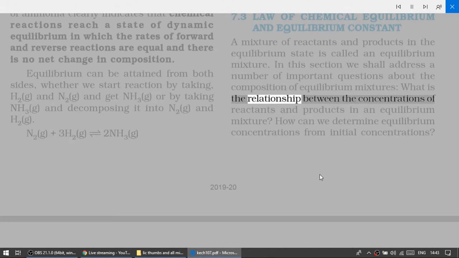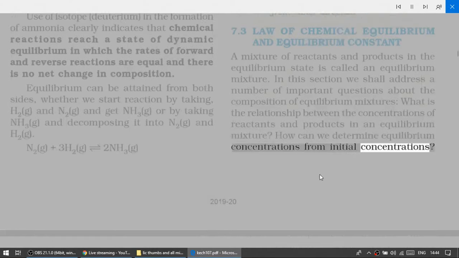What is the relationship between the concentrations of reactants and products in an equilibrium mixture? How can we determine equilibrium concentrations from initial concentrations?